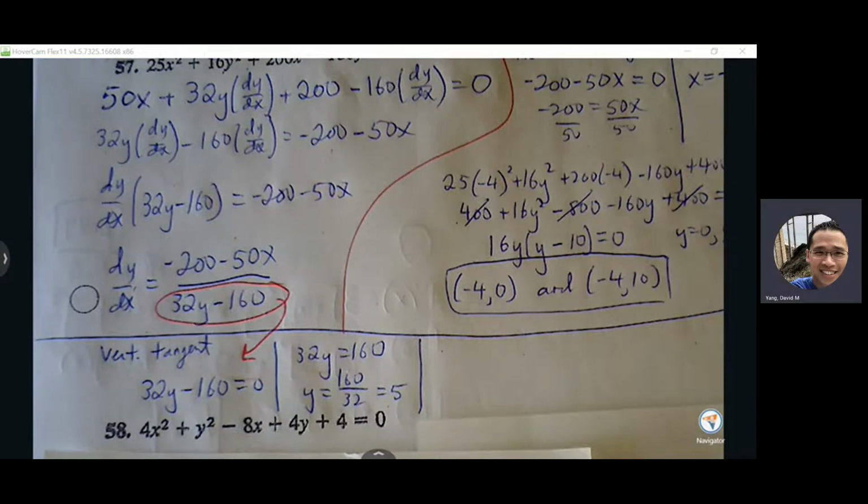Okay, so vertical tangent. Now I'm going to focus on the denominator. Whatever makes my denominator 0 is going to be where my slope is undefined. So I set 32y minus 160 equal to 0. I solve for y, and I get y equals 5.